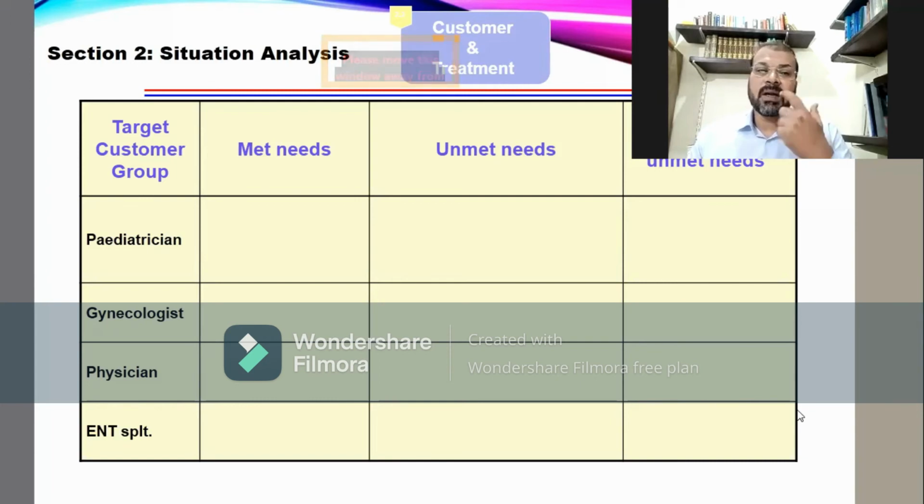Yeah, adherence to compliance, as I shared with you, compliance is very important until there is a treatment difference or result difference.